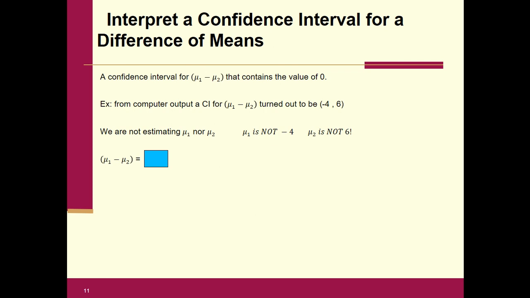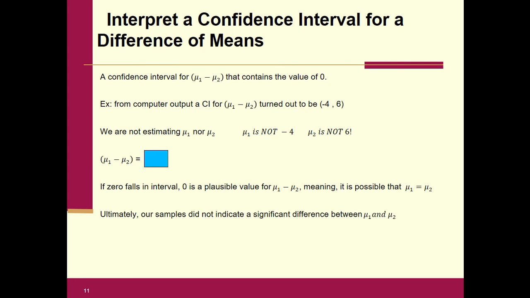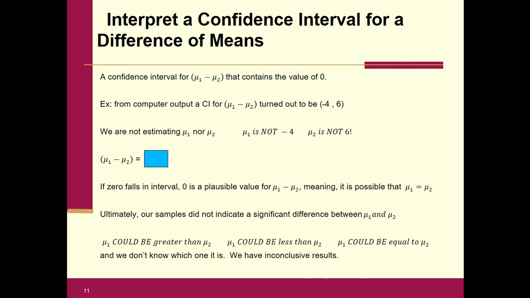So in other words, it's giving us inconclusive evidence. Okay, we are unsure based upon our random samples which one is larger. All right. So if 0 falls in the interval, 0 is a plausible value for mu1 minus mu2, meaning it is possible that mu1 is equal to mu2. And ultimately, our samples did not indicate a significant difference between mu1 and mu2. So mu1 could be greater than mu2, mu1 could be less than mu2, mu1 could be equal to mu2. And do we know which one it is? No.